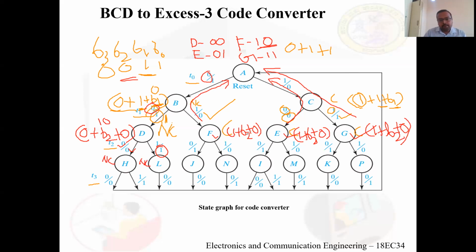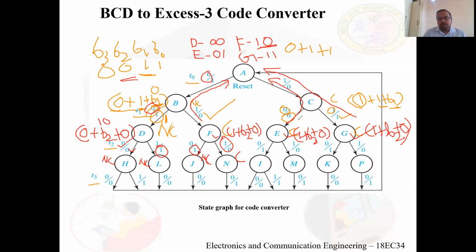Now here what we have is 1 plus B2 plus 0. When B2 is 0, right? 1 plus 0 plus 0, the output will be 1. Now when B2 is 1, 1 plus 1 will be what? 0, and it will generate the carry. Here there is no carry.